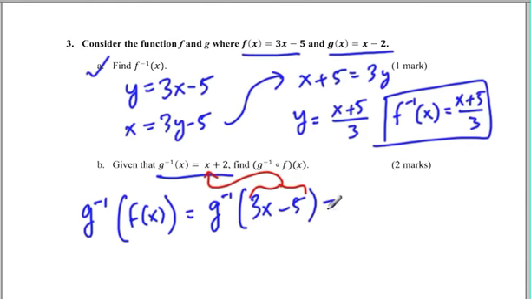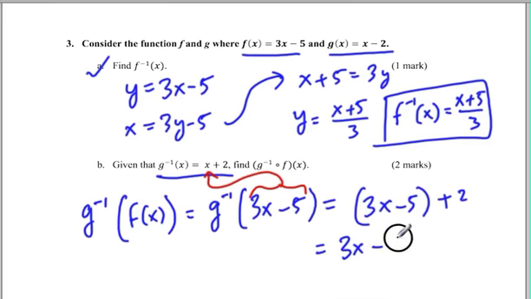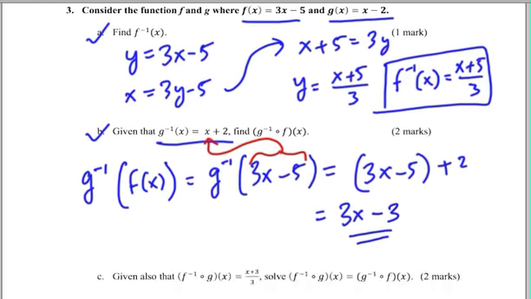So this is equal to something plus 2. And what is that something? It's this argument right here, 3x minus 5. Oh sorry, I didn't mean to say plus 5. This has to be minus 5. So anyways, what's minus 5 plus 2? That's going to be minus 3, and our solution is that. So that's it for B.